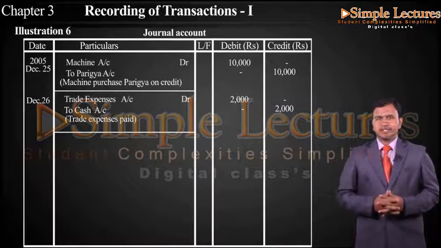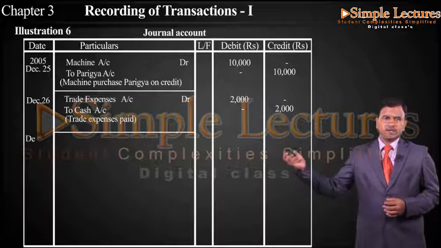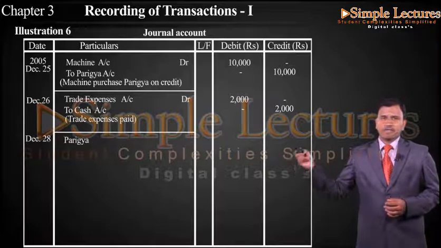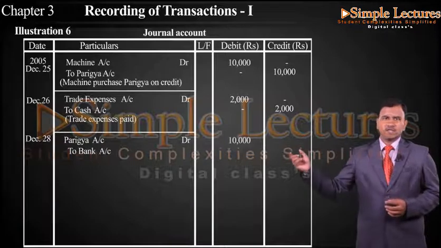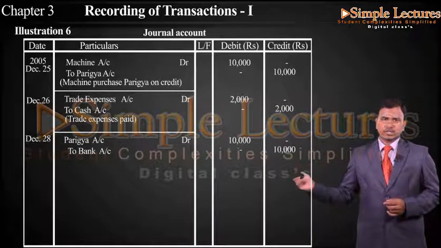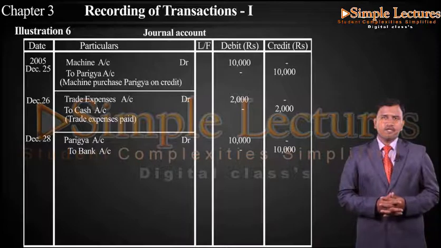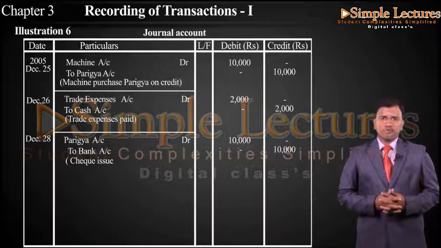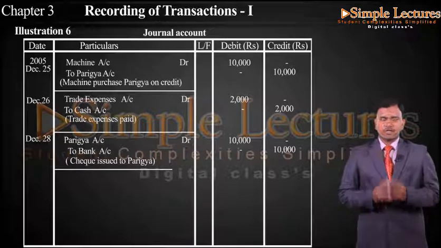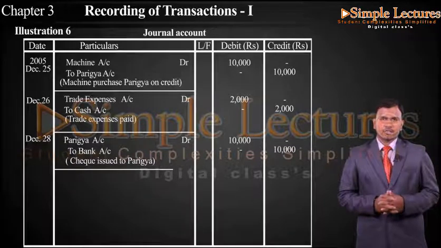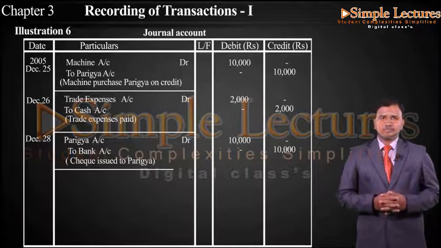Let us take the journal entry for this. The date will be December 28th. Here Parigya account debtor to bank account 10,000 debit, 10,000 credit. Narration: being check issued to Parigya. Let us take the next transaction which we have on December 29th. Paid telephone expenses by check 1,200.